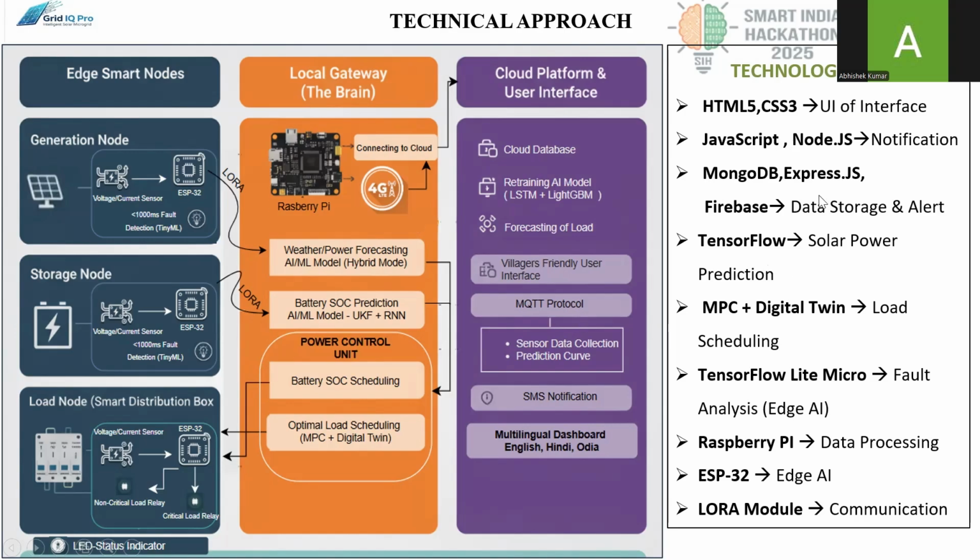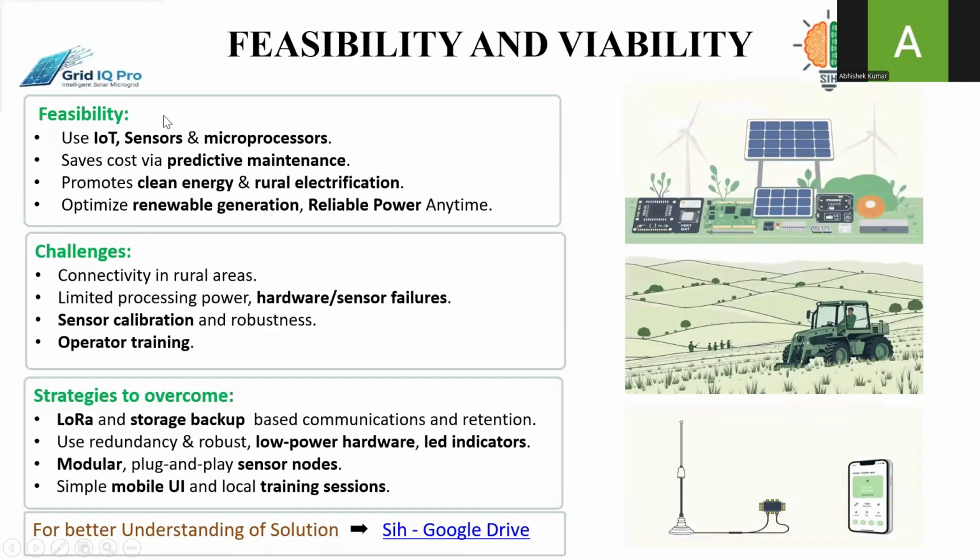And this is our technological stack. Moving on further, here is our feasibility. In our technological feasibility, we have IoT and sensor microprocessors, and we are also using renewable generation and reliable power anytime, using AI for the predictive approach. The major challenges we face in rural areas are connectivity issues and limited processing power. Hardware and sensor failures can happen at times, and sensor calibration is also very much needed, along with operator training.